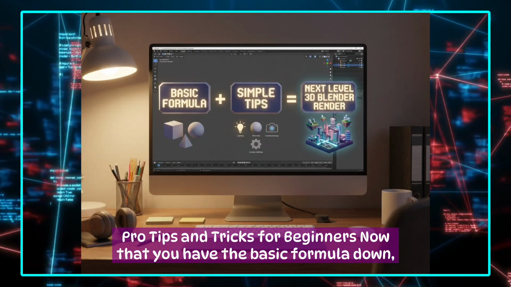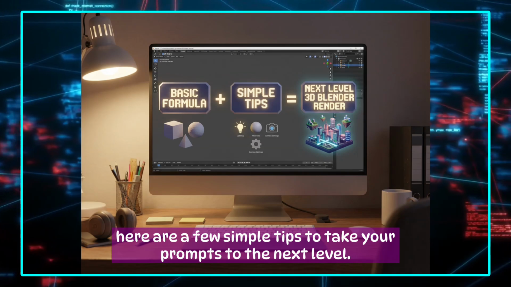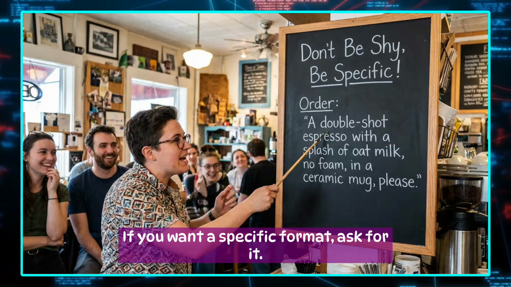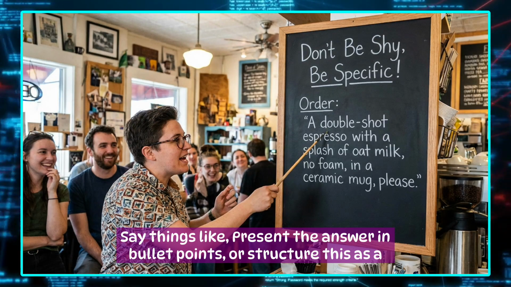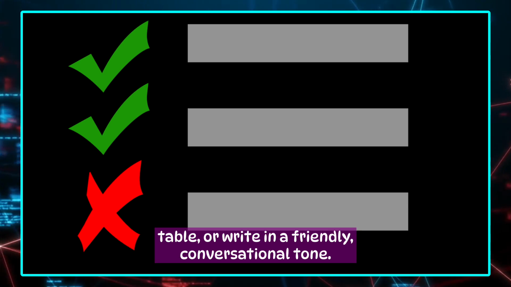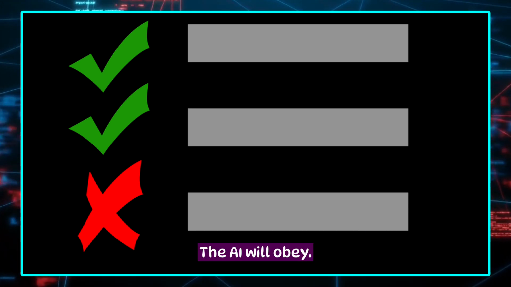Now that you have the basic formula down, here are a few simple tips to take your prompts to the next level. Tip 1. Don't be shy. Be specific. If you want a specific format, ask for it. Say things like, present the answer in bullet points, or structure this as a table, or write in a friendly, conversational tone. The AI will obey.